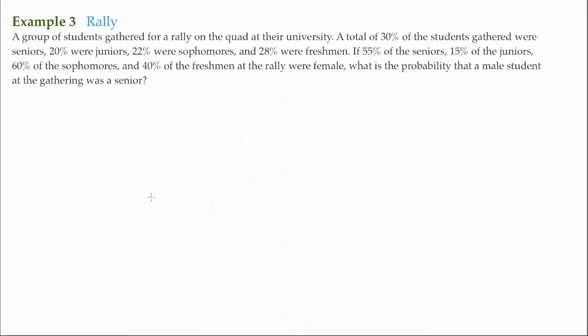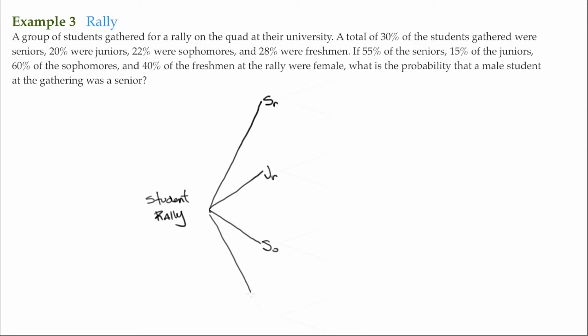So what we have is we have these students at a rally. And of course they're broken up by their class. We have seniors. I'm going to make seniors SR. Juniors, I'll make juniors JR. Sophomores, I'll make SO. And then, of course, freshmen. And I'll make that FR. So this column right here represents the first outcome of who's at the rally.